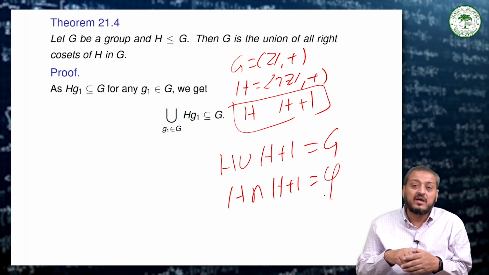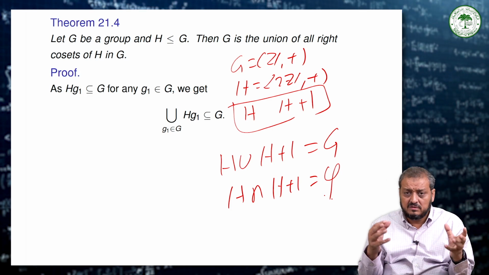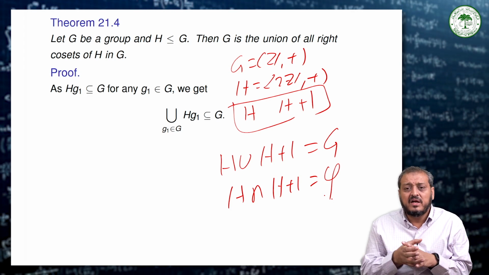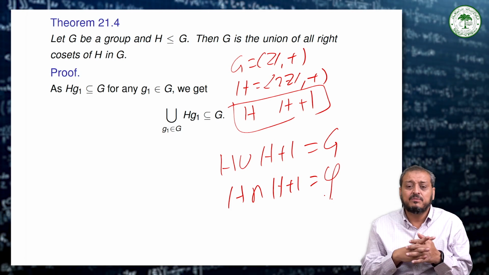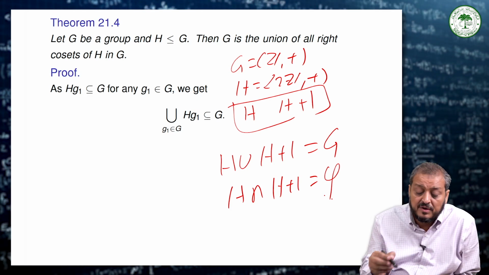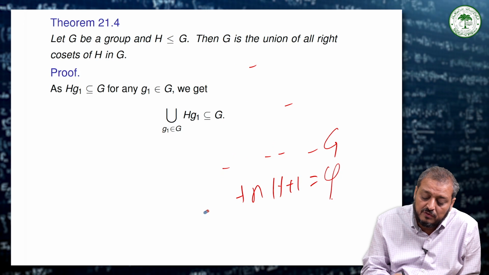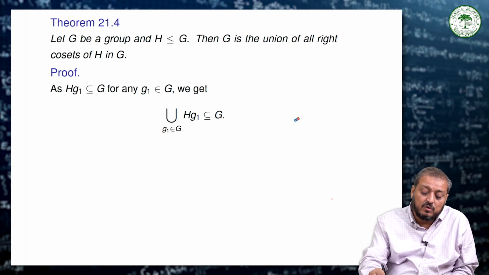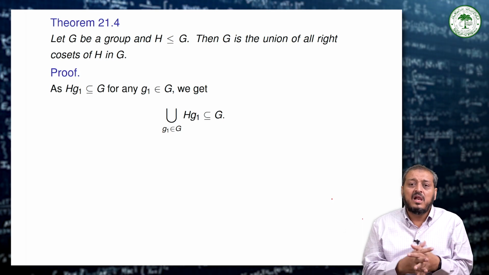Also, in the symmetric group S3 we have three different cosets, and the union of these again gives you S3. So in general we can say that G can be written as a union of all the right cosets of H. So G can be partitioned into all the right cosets of H in G. Similarly, G can be partitioned into all the left cosets of H in G.